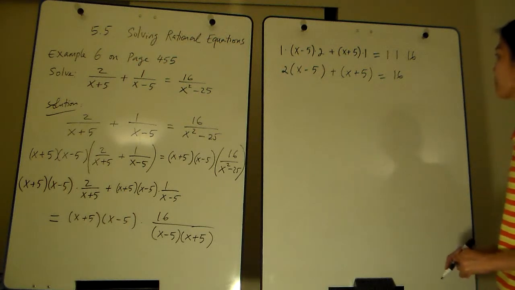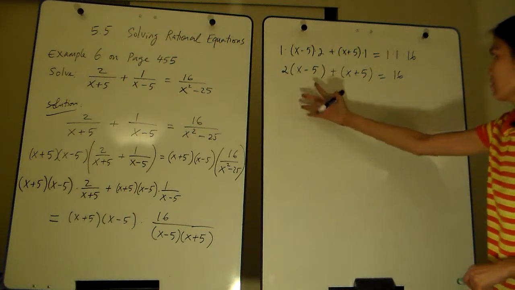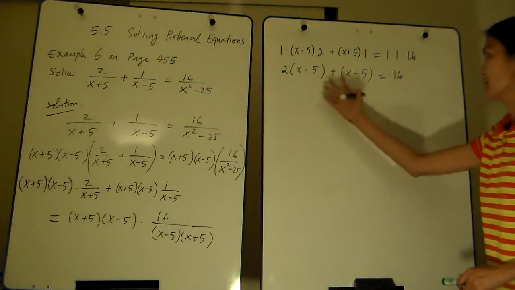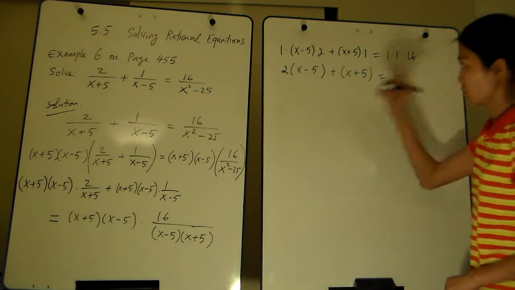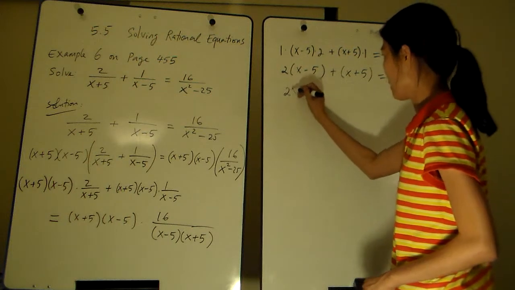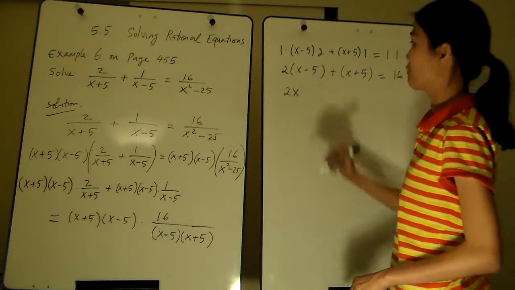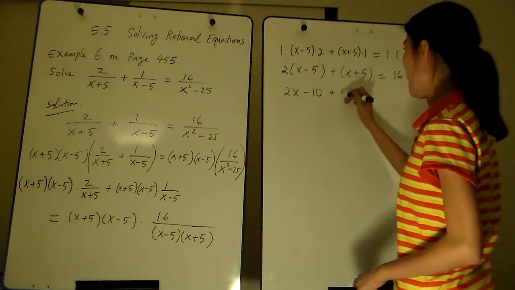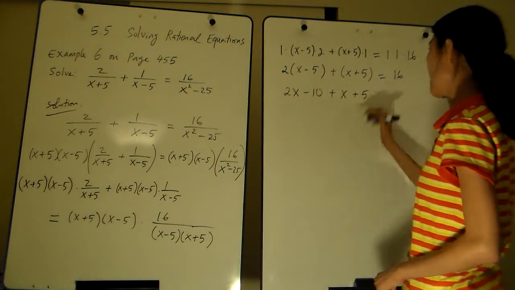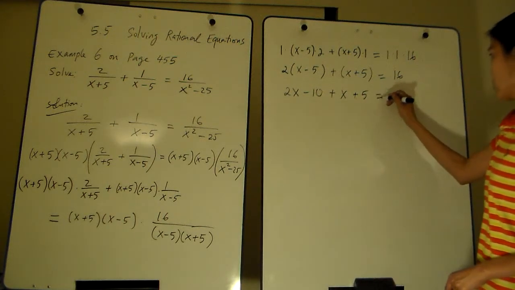Now, because there's no common factor between these two terms, to simplify you just have to distribute. So 2 times x is 2x, 2 times negative 5 is negative 10, plus x plus 5 equals 16.